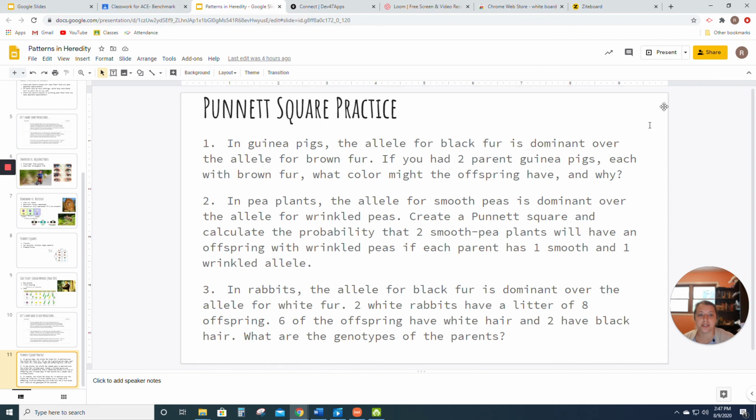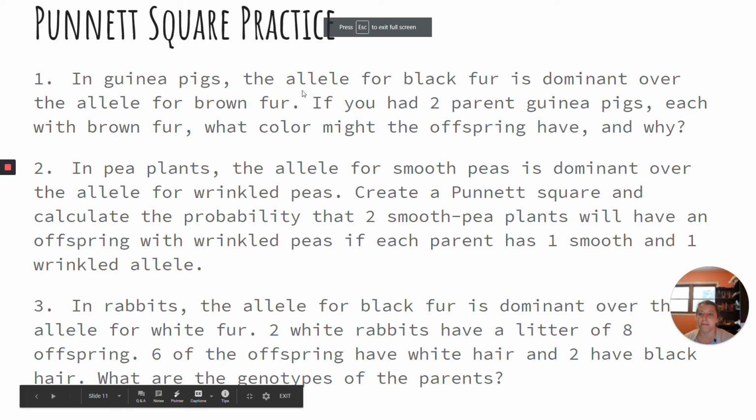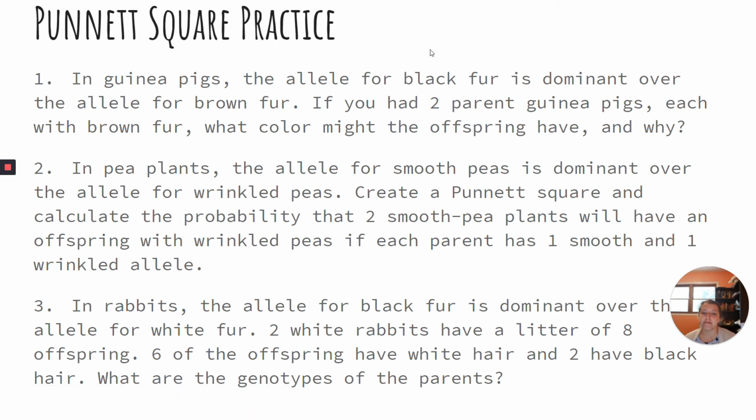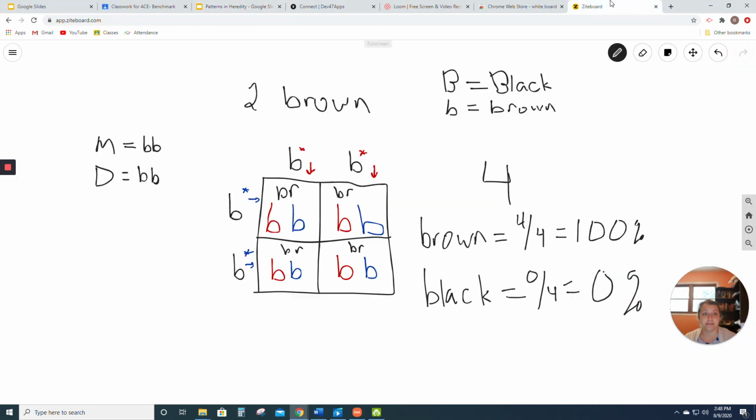So let's go back to the question. In guinea pigs, the allele for black fur is dominant over the allele for brown fur. You have guinea pigs, each with brown fur. What color might the offspring have and why? It's going to be brown, right? You already saw that. Brown, 100%. Why? Well, when you do the probabilities, all 4 possibilities are brown, meaning 4 out of the 4 chances are going to be brown, 100%.